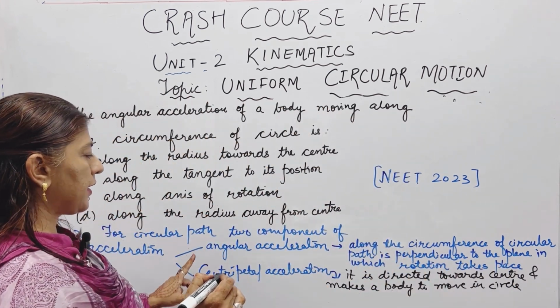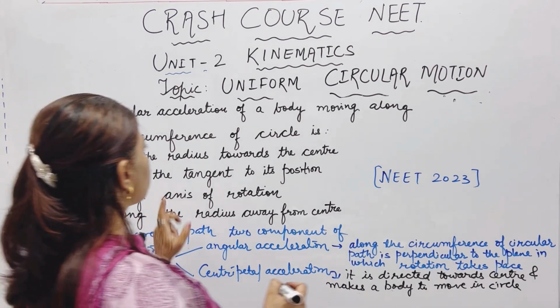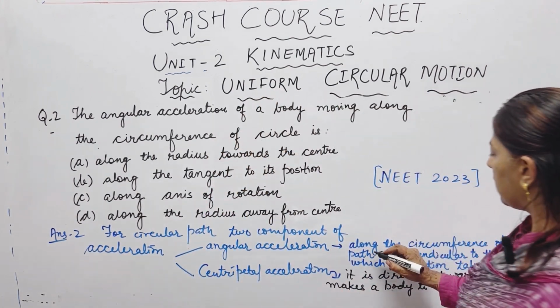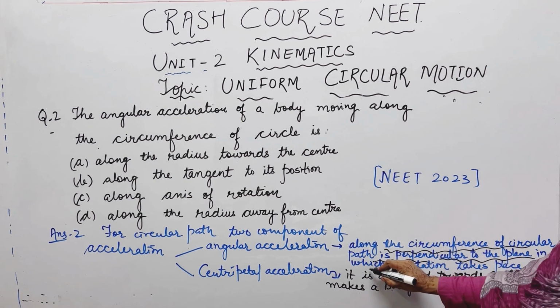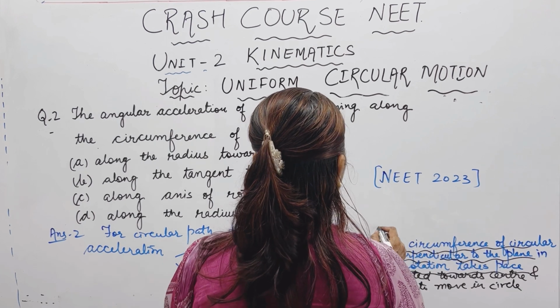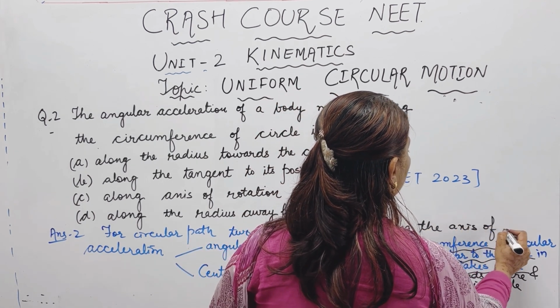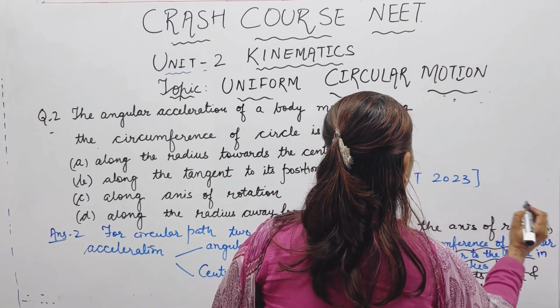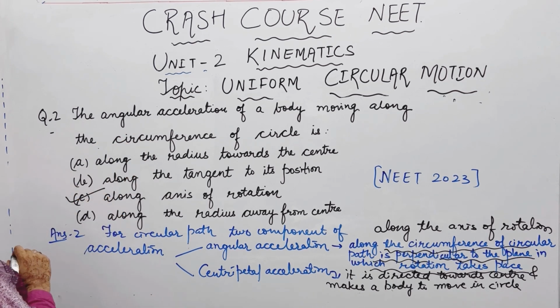So by understanding the concept of these two accelerations, we will be able to answer this question. This is about the angular acceleration. This is along the circumference of a circular path, perpendicular to the plane in which rotation takes place. In which rotation takes place means along the axis of rotation. So the answer for angular acceleration is the C part, along the axis of rotation. So the answer for the second is option C.